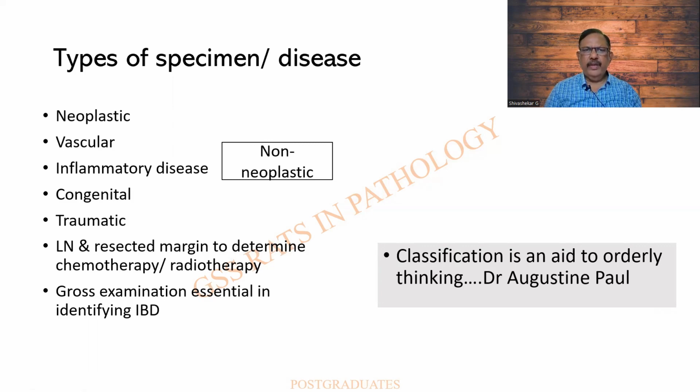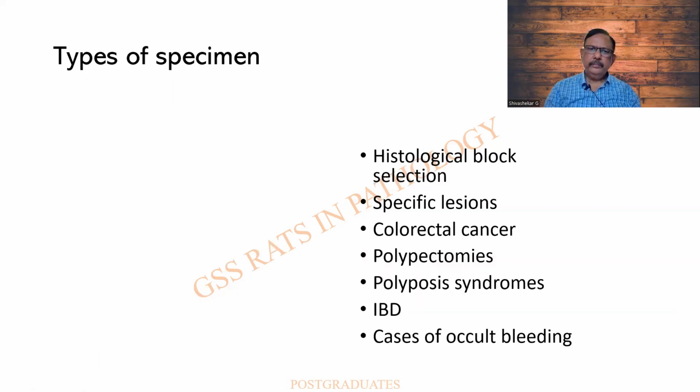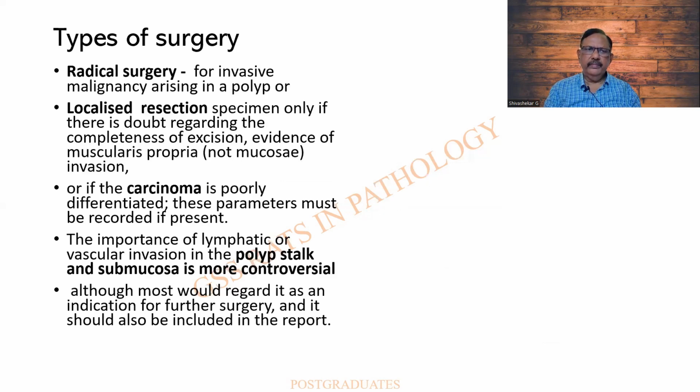This is again a classification which is an aid to orderly thinking, thanks to my Professor of Dermatology, Dr. Augustine. The types of specimen can be histological block selection, specific lesions as such, colorectal cancer, polyposis, IBD, and in cases of occult bleeding, the site of suspicion. Again, it is a repetition of it.